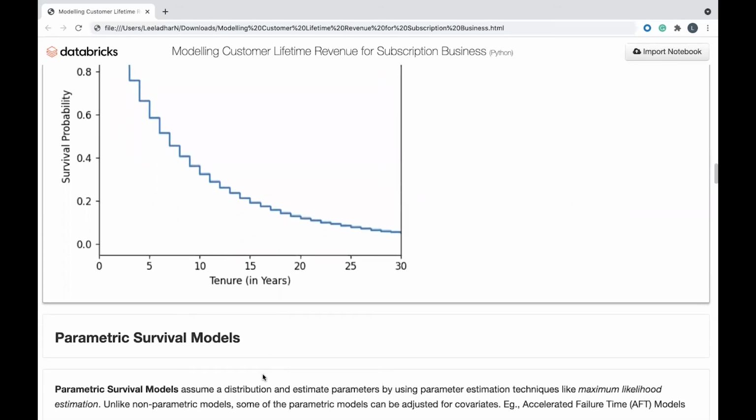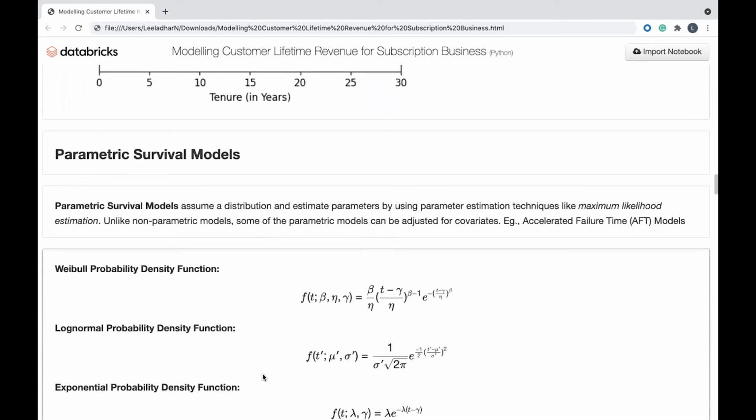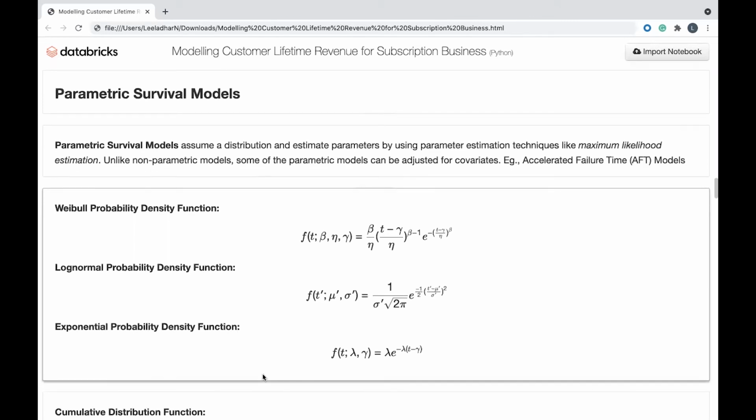So then moving on to parametric survival models. Parametric survival models assume a distribution and then estimate parameters of the distribution using parameter estimation techniques like maximum likelihood estimation. And unlike non-parametric survival models, some of the parametric models can be adjusted for covariates. So parametric models can be used for segments as well as for subscribers.